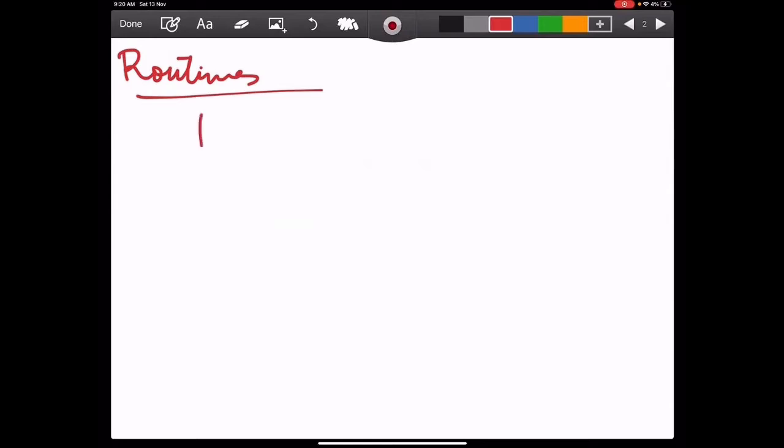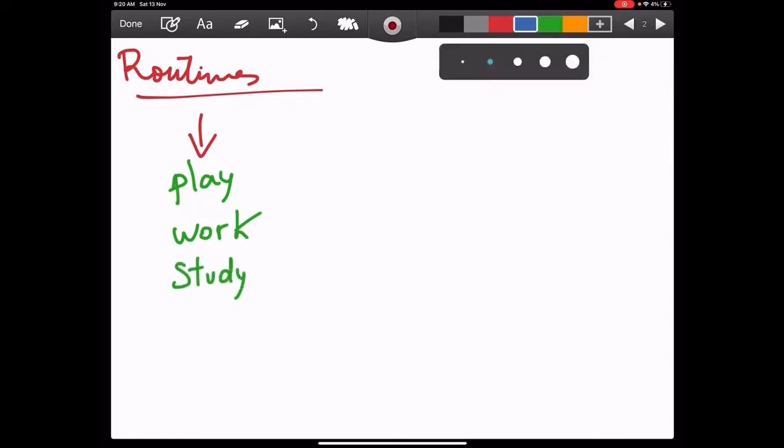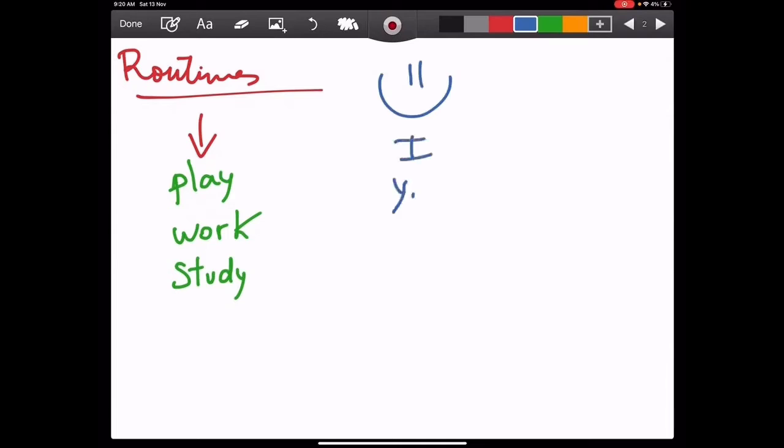These are called routines. First of all, we say verbs like play, work, study, for example, and these are the verbs that we use for our routines. Now let's focus on the subjects. We've got I, you, we, and they for one group. And for the other group, which is very important and we must be careful, it's the singular subject group, or I call them the triangle group.